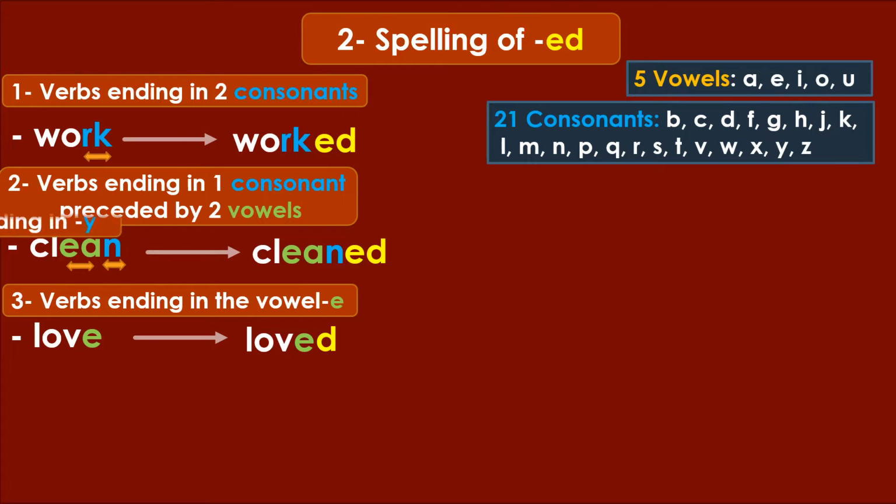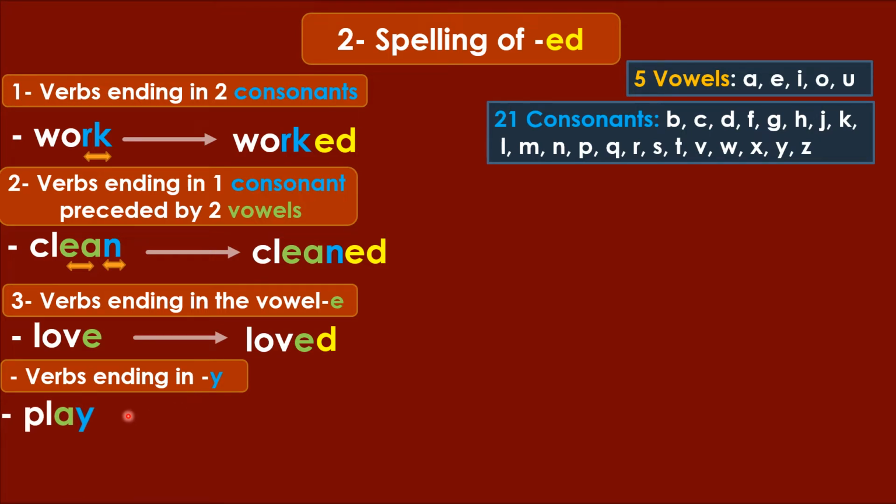Now verbs ending in Y, like for example play. Play ends in a Y preceded by 1 vowel, and in this case we simply add ed at the end of the verb. As we explained before, we explained all these points in the previous slide.